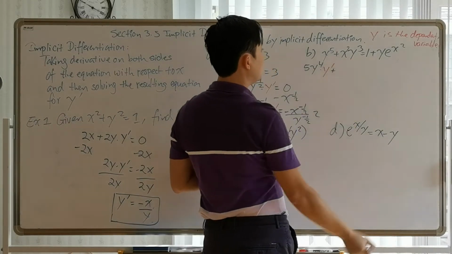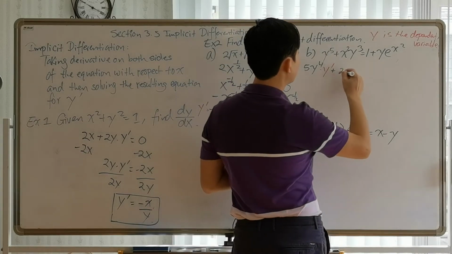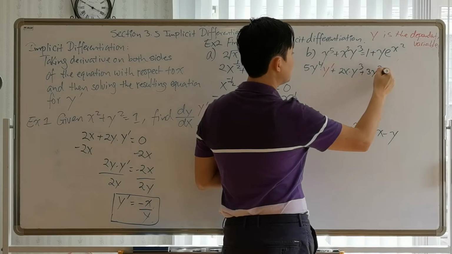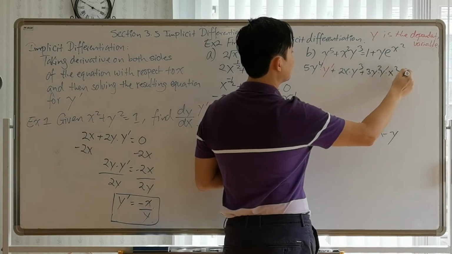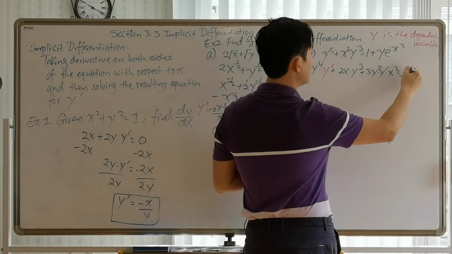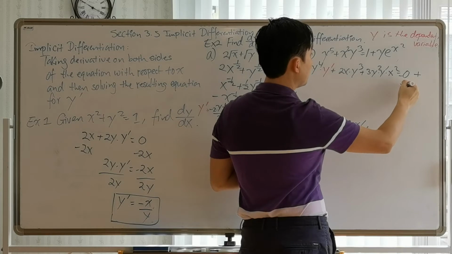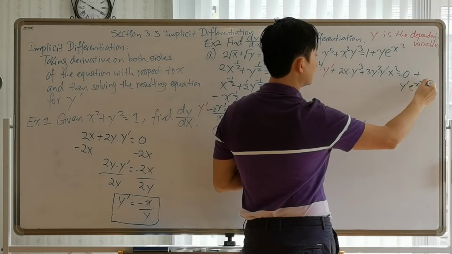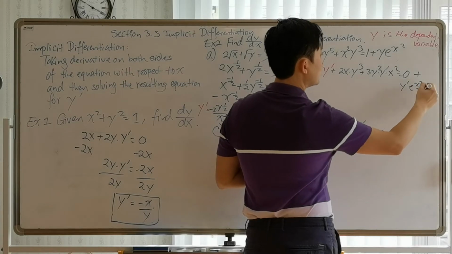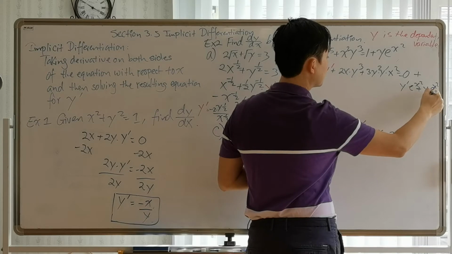And then for this one, we need to use the product rule. Using the product rule, we have 2x times y cubed plus 3y squared times y prime times x squared. And the right-hand side: the derivative of 1 is 0, and the derivative of this using the product rule is y prime times e to the power of x squared, and using the chain rule, plus y times e to the power of x squared again, but times 2x.